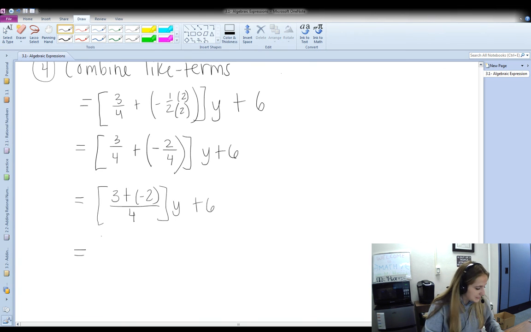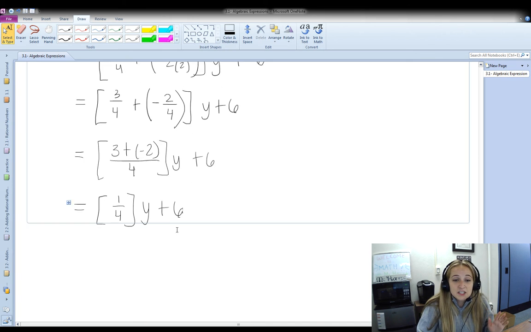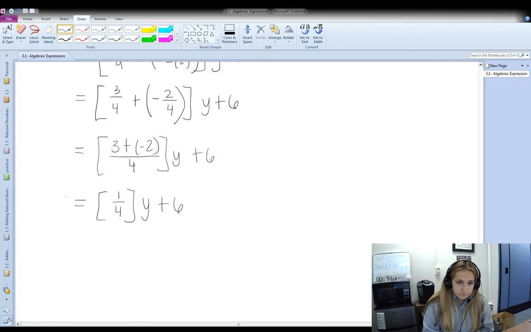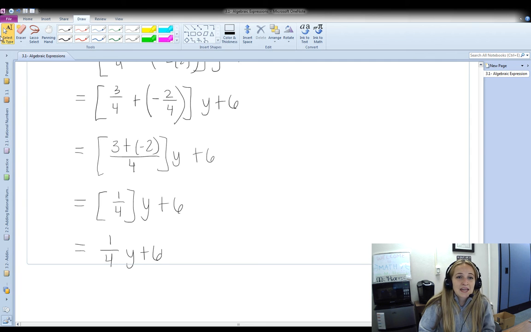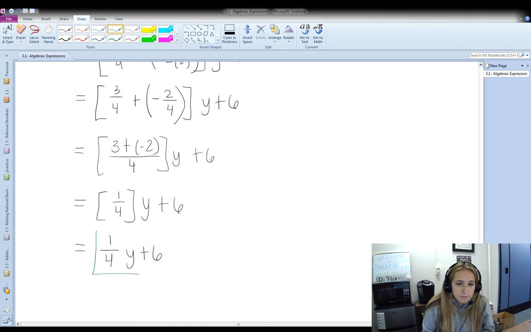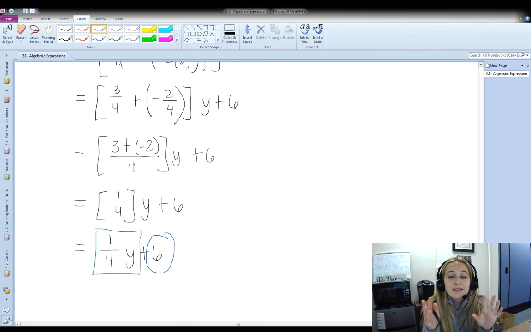And then finally, I know that 3 plus negative 2 is just going to give me 1. So that's going to be 1/4. And then my y plus 6. And then I can take out the parentheses now that I've simplified those coefficients, and I can do 1/4 y plus 6. And then you still want to note that we still have both the box and the circle. This is a good check at the end of simplifying expressions to make sure that you have not combined any numbers that are not like terms.